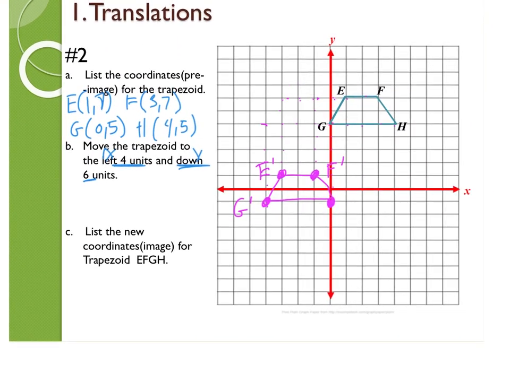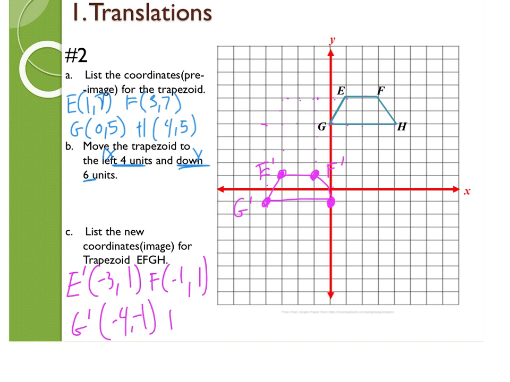And then list the new coordinates, the image for trapezoid EFGH. So E prime is (-3, -1). F prime is (-1, +1). This is supposed to be a +1, so sorry. G prime is (-4, -1). And H prime is (0, -1).